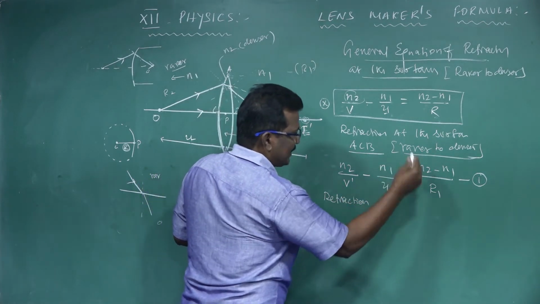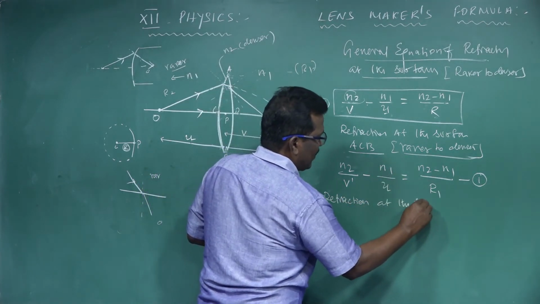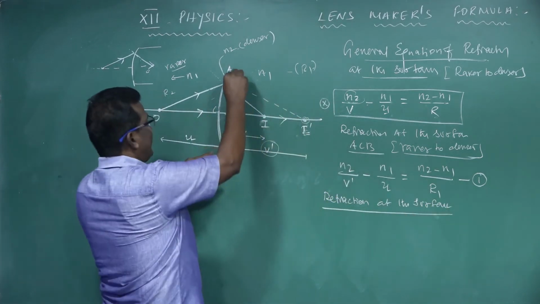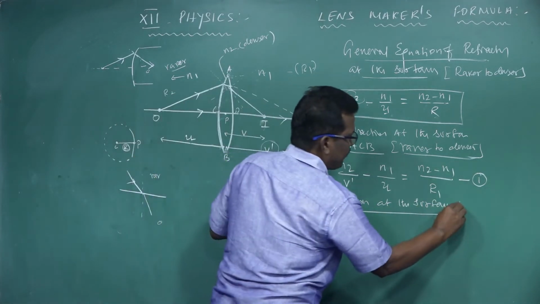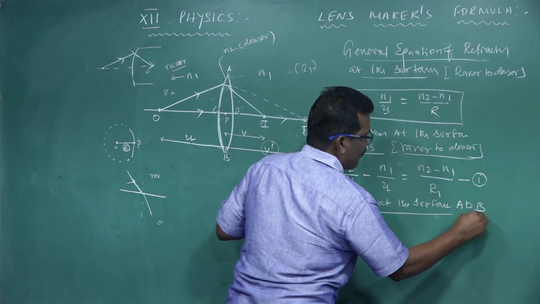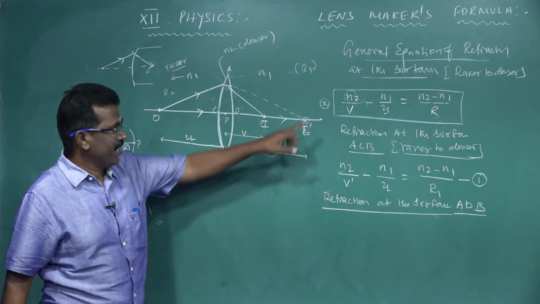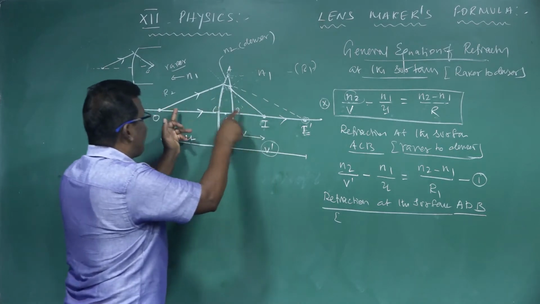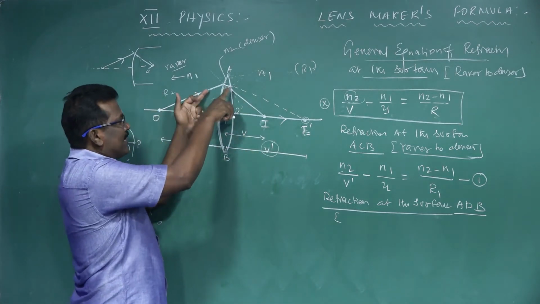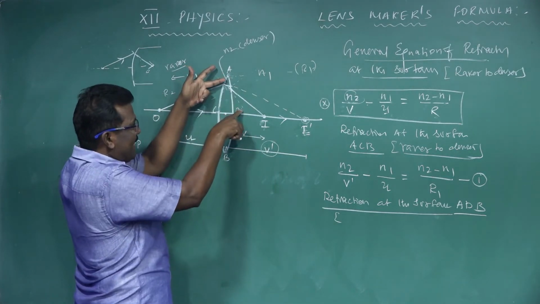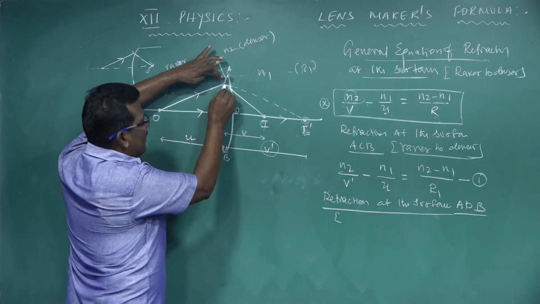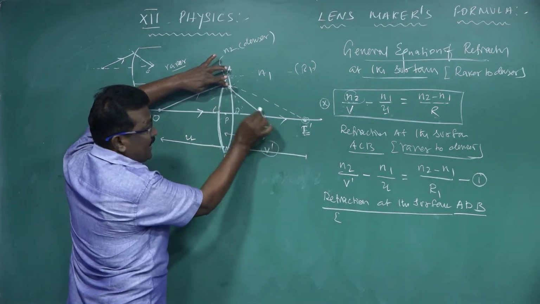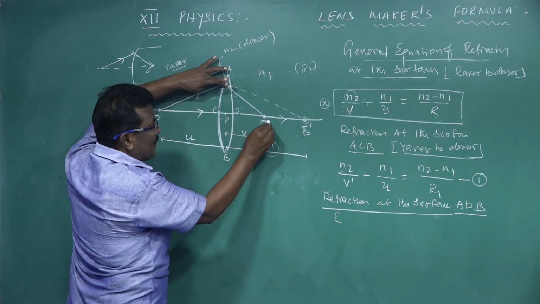Refraction at the other surface, the surface ADB. Once again, now light travels from denser to rarer. In the previous case, light traveled from rarer to denser. But at ADB, light is coming from the denser medium to the rarer medium. After incidence on the surface ADB, it is refracted away from the normal, incident at point I.